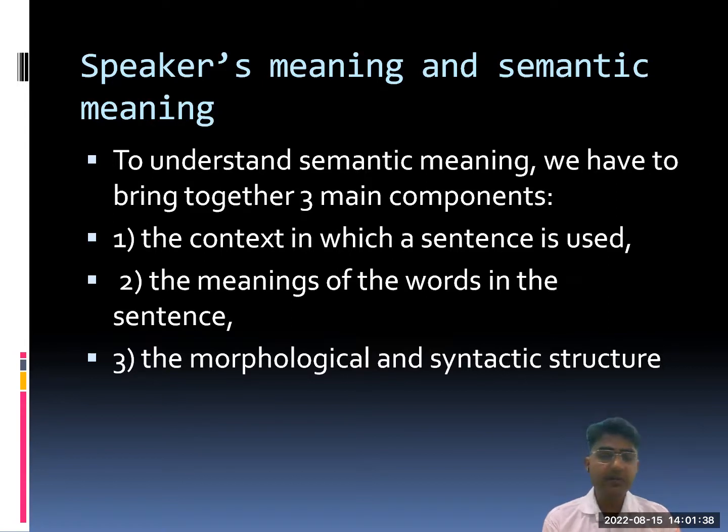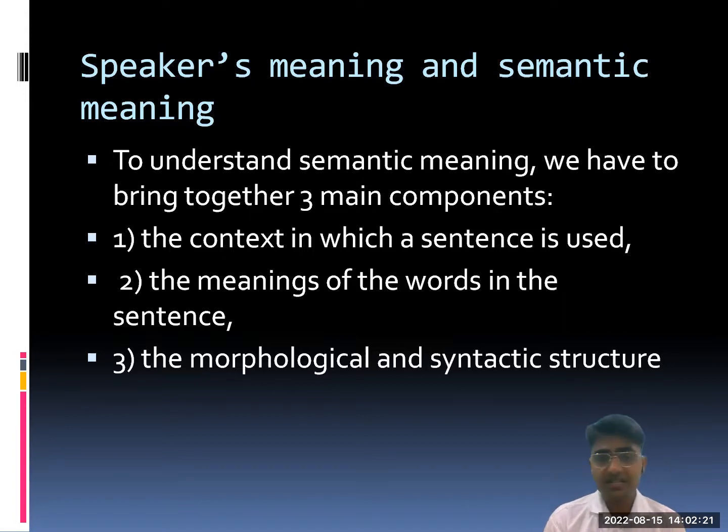For example, if I say bank, it might be a financial bank, it might be the bank of a river. If I say only bank, there might be different banks. When I spoke this word, I meant a financial bank, and somebody understood it as the bank of a river. So this is how it works. Now, what do you understand by speaker meaning and semantic meaning?